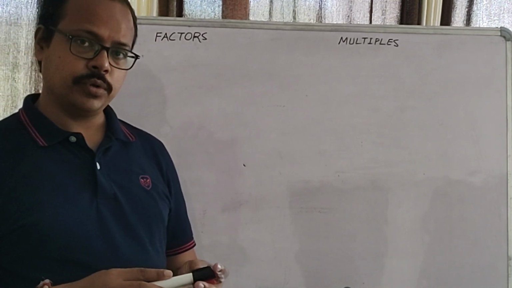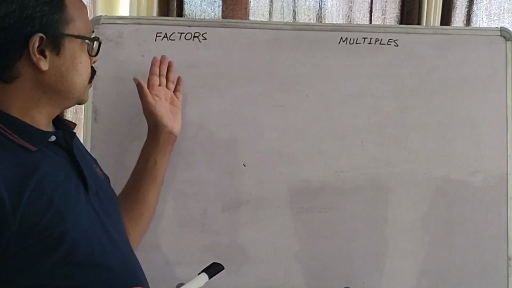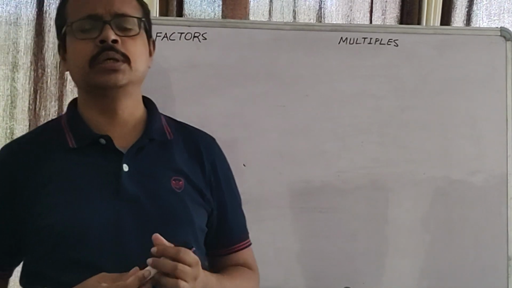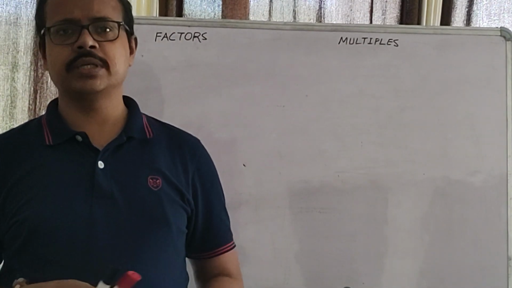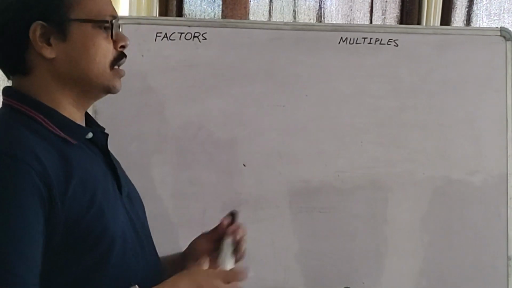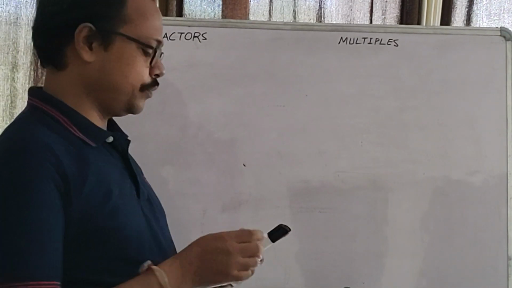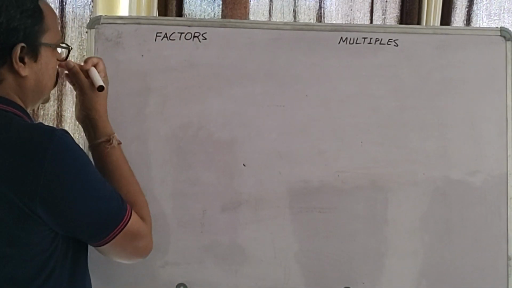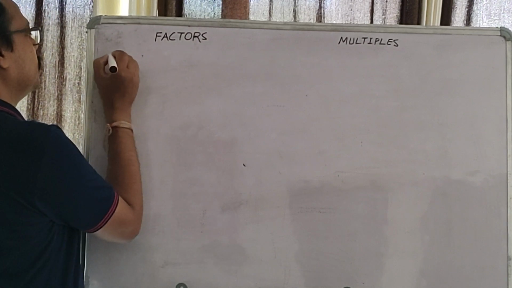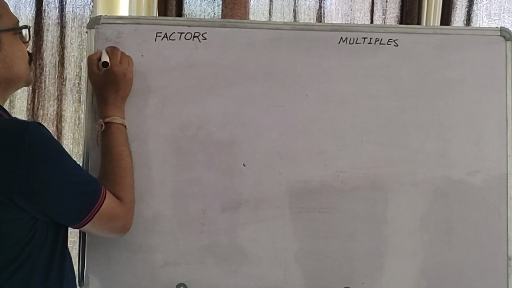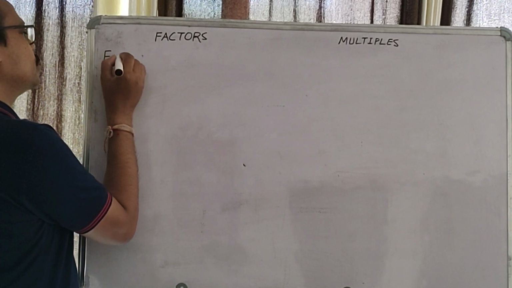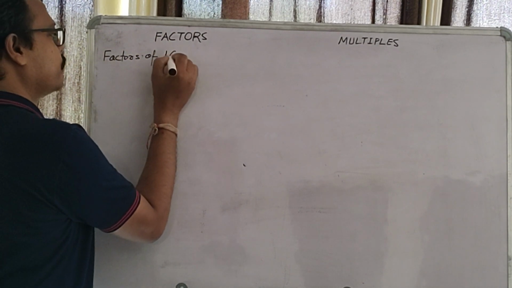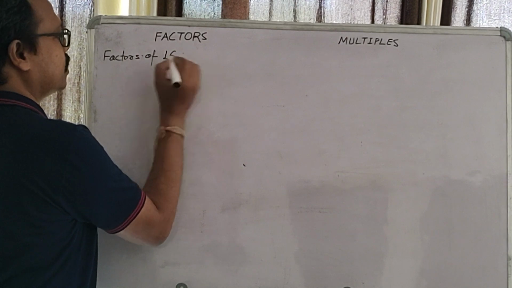So which number would you like to go for? Since we have to discuss different factors, unique factors, and multiples, we should go for a number which has enough factors, at least 5 or 6, or 8 factors. So I would like to go for the number 16. If I go for number 16 and find out the factors of 16, so I would say the factors of 16, okay. So what are the different factors of 16?